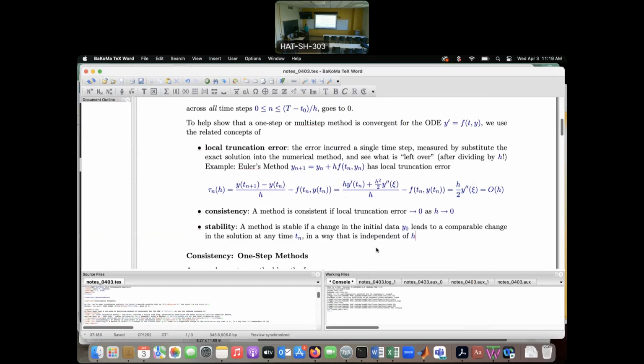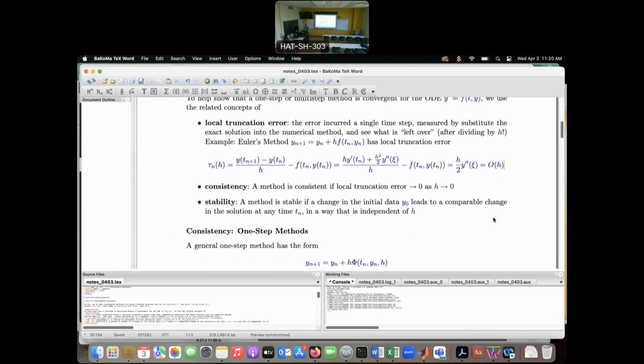Because the consistency is just, okay, the local truncation error goes to 0 as h goes to 0. But we also are interested in the order of accuracy. At what rate does the local truncation error go to 0? Is it h, like for Euler's method, or is it a higher power?